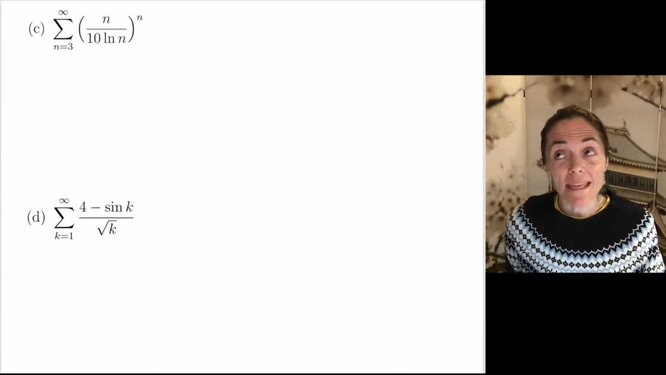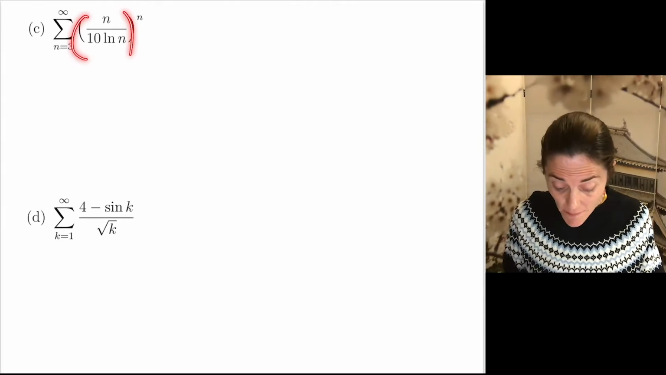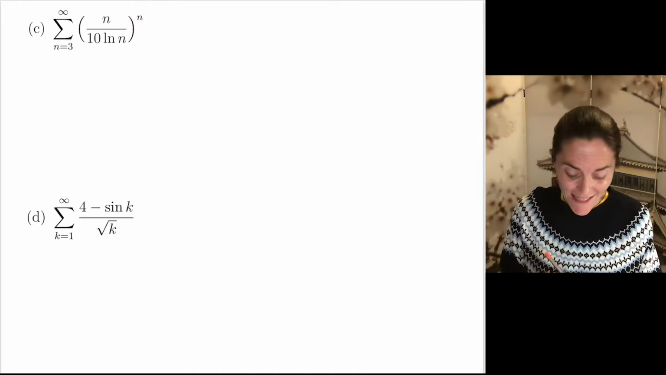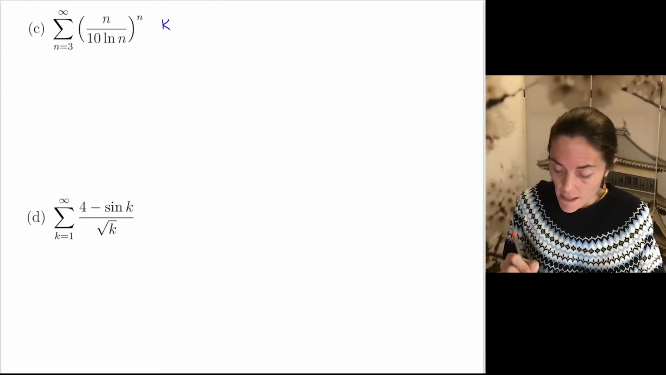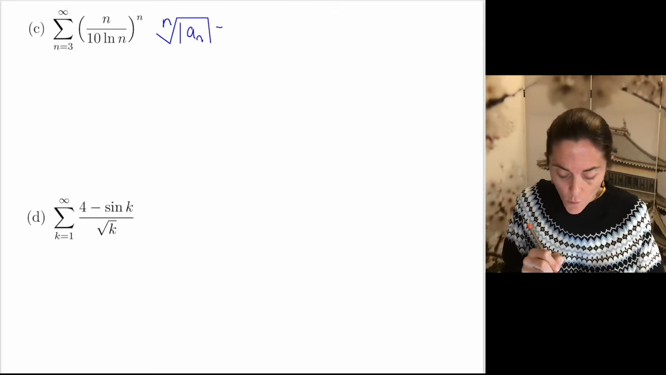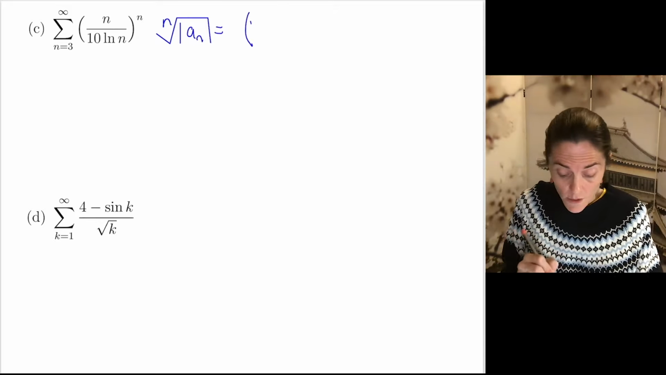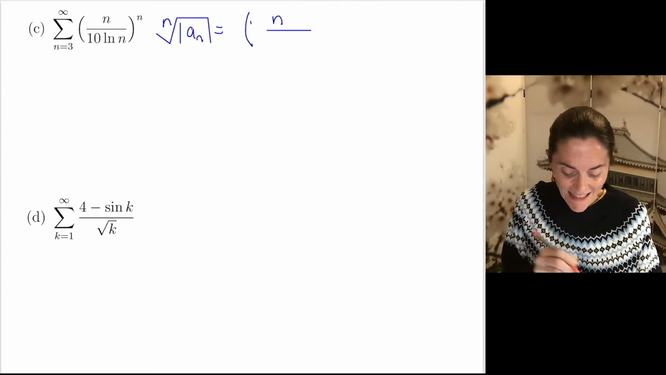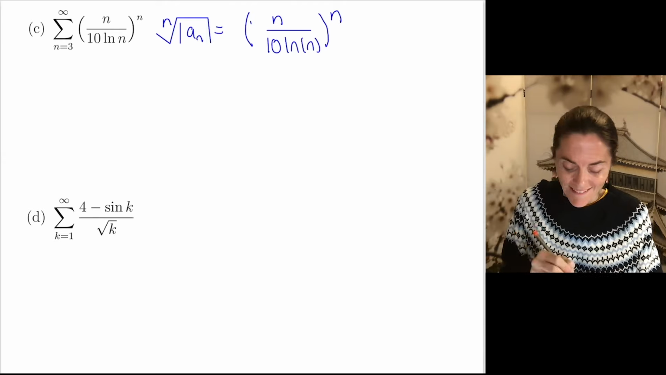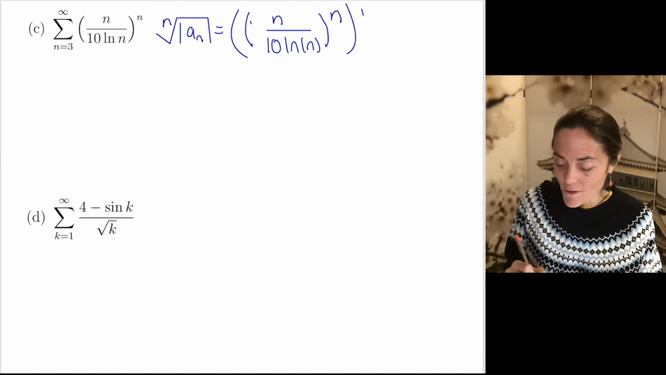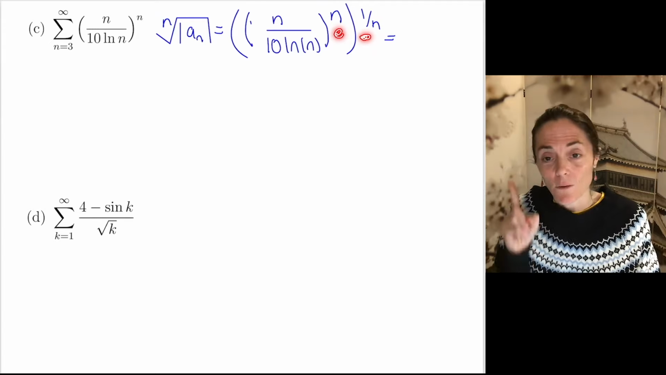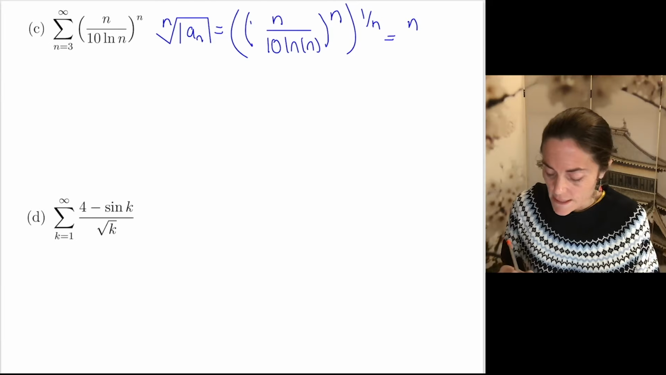Letter C, immediately root test. Why do I say that? Because I have something all to the n. This should shout out root test, root test, root test. This is what I will do here. What we need to calculate is the nth root of the absolute value of a_n. Well, the series is non-negative, so I'll just write the nth term and then take the nth root. The nth term is n over 10 natural log of n, raised to the n, and then we take the 1 over nth power. You see, we have a power to a power, so we multiply. We just get n over 10 natural log of n.